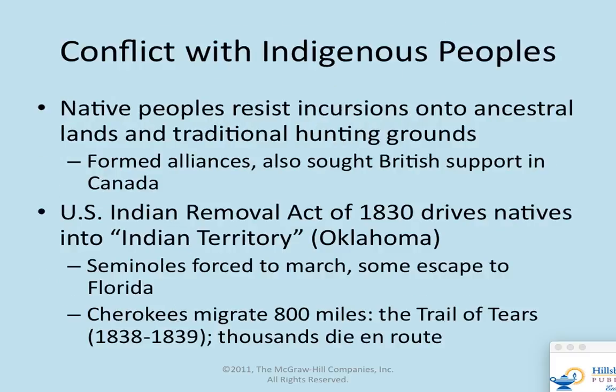Okay, so as soon as manifest destiny starts, conflicts are rising. There are already conflicts, obviously the French and Indian War and all that stuff. So the native people begin to have incursions, and they're going to start fighting back. They're going to form alliances amongst themselves, and they're also going to seek out British support in Canada in order to help gain some support.